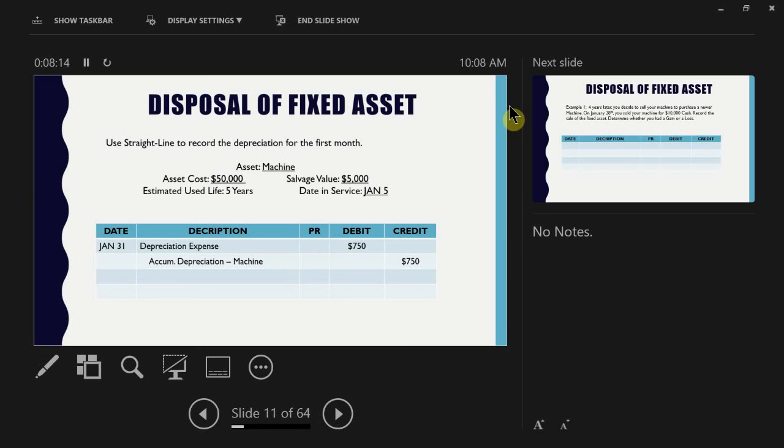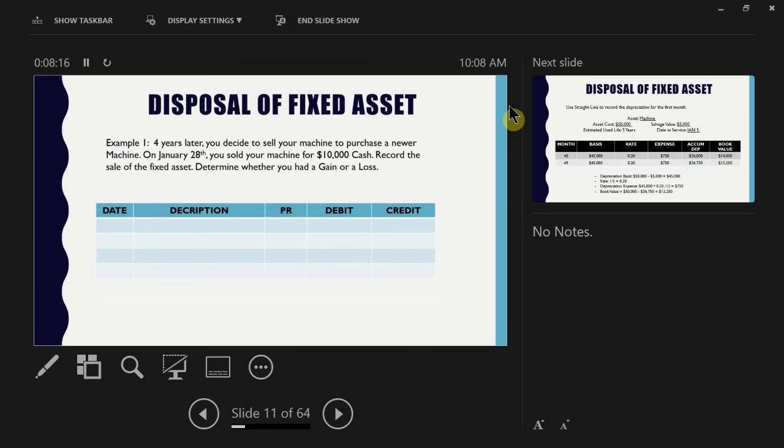Now, fast forward, let's say 4 years later, you decide that you want to sell your old machine so you can get money to go buy a new machine. And here on January 28th, you sold your machine for $10,000 cash. So record the sale of the fixed asset and determine whether you had a gain or a loss.